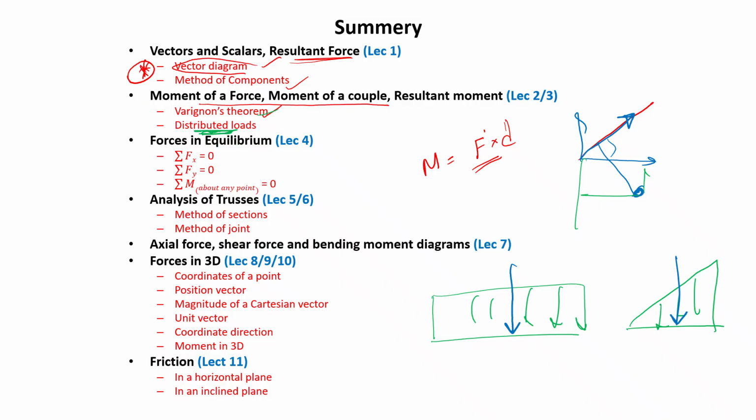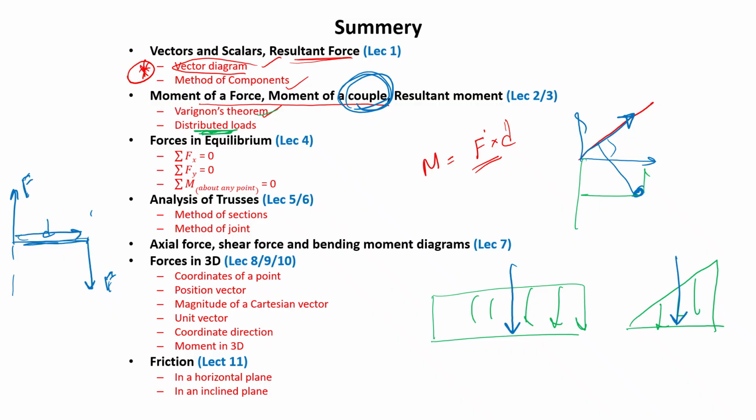And also the couple moment. When there are two forces acting in opposite directions with the same magnitude, and when you extend the lines of action of the forces they never meet, they are parallel to each other, then there is a couple moment. The moment created by the couple is equal to the perpendicular distance times the force.